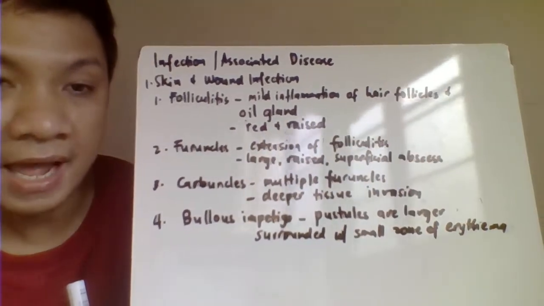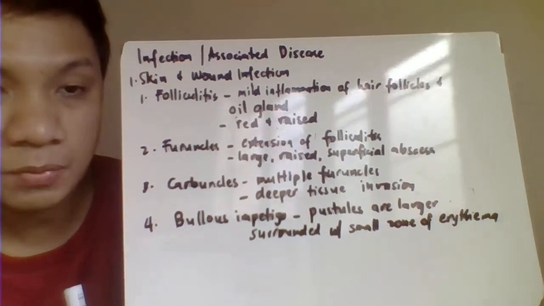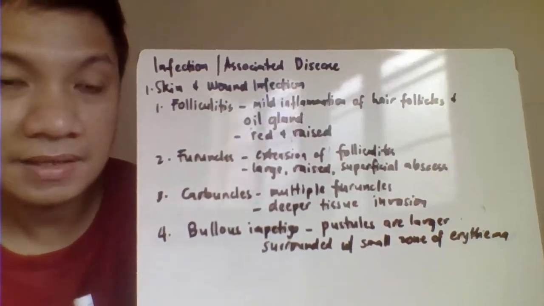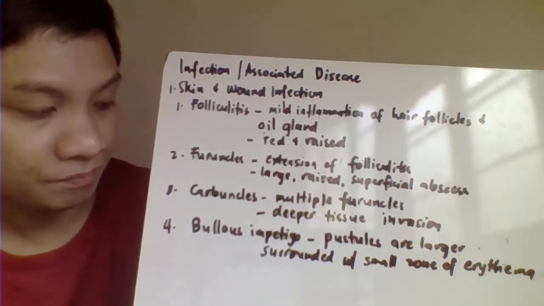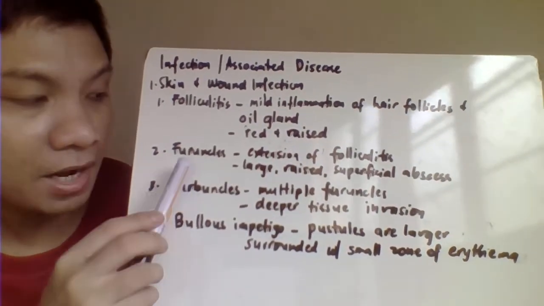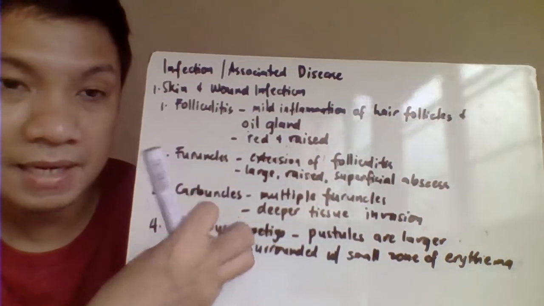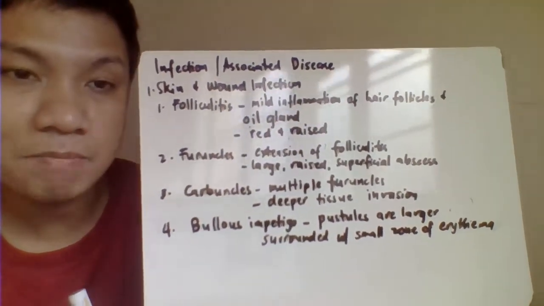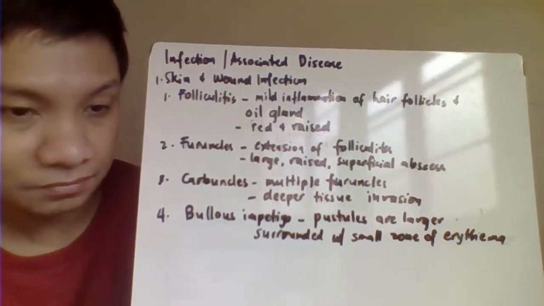Furuncles, on the other hand, are large, raised, superficial abscesses, and usually it's just an extension of your folliculitis. Carbuncles, on the other hand, are a group of furuncles, a cluster of round pustules, but this one would have a deeper tissue invasion.